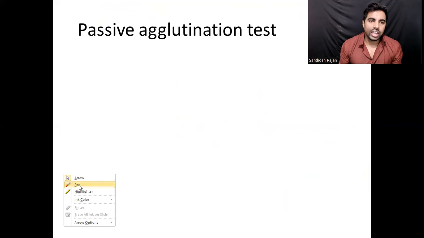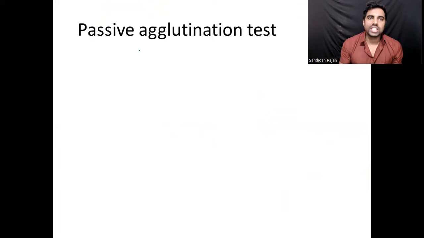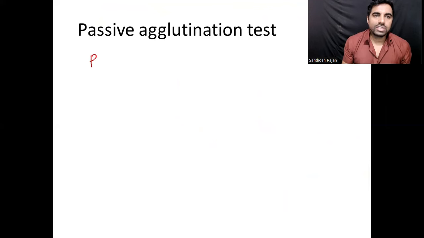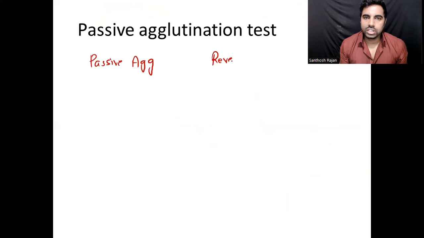Now next, passive agglutination. When you talk about passive agglutination, we have to write it like this, because we have two types of passive agglutination. We are talking about two passive agglutination tests here. See, I can make it passive agglutination, and there is a reverse passive agglutination.